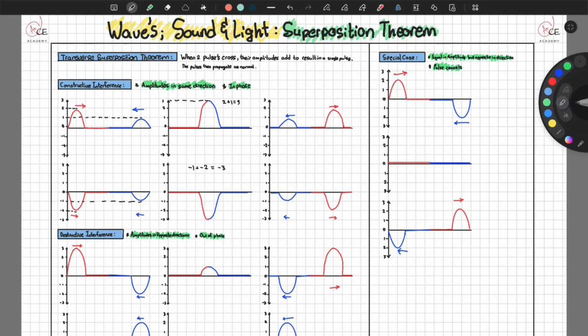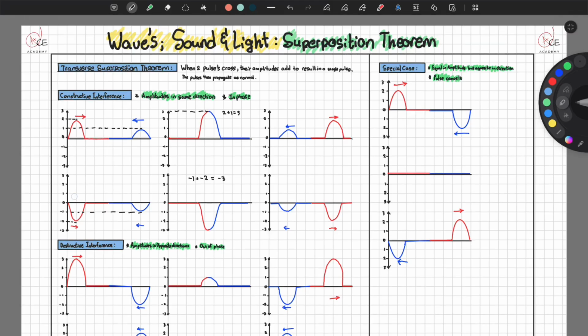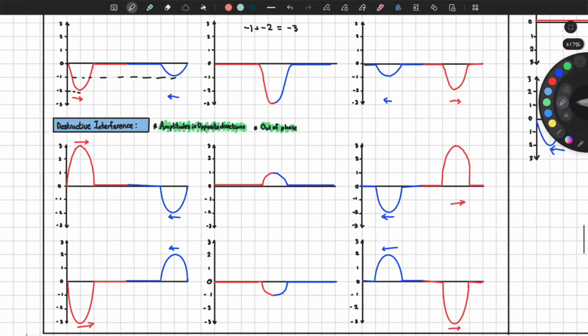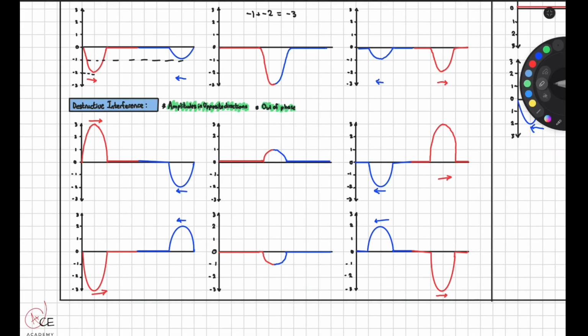Right? Let's move on to destructive interference. Now, destructive interference is kind of a special case. This happens when your pulses are on opposite ends of the medium. They have a difference in amplitude where one would be positive, the other would be negative. Now, in a similar way to constructive interference, all we would have to do is add up the amplitudes of the individual pulses to get the amplitude of the combined pulse. And in order to do that, we have a couple of diagrams for us to work with.